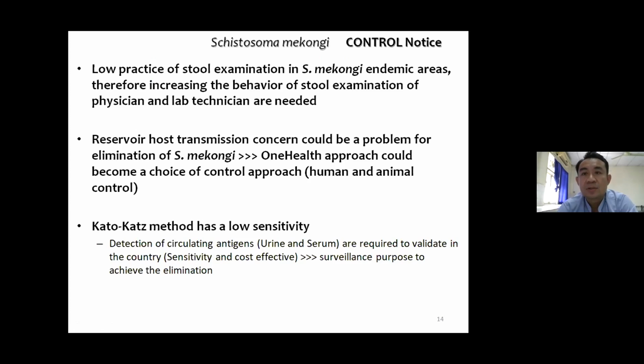Let's talk about the control options for Schistosoma mekongi. From our observation and research, we know that there is low practice of stool examination in the endemic area, especially in Khong district and Mounlapamok district. Therefore, if we increase the practice of stool examination by physicians and lab technicians in district hospitals, it will be good for detecting and treating the persons who got infected with Schistosoma.